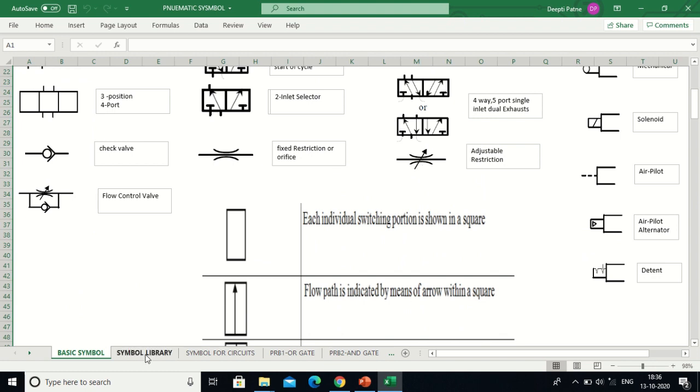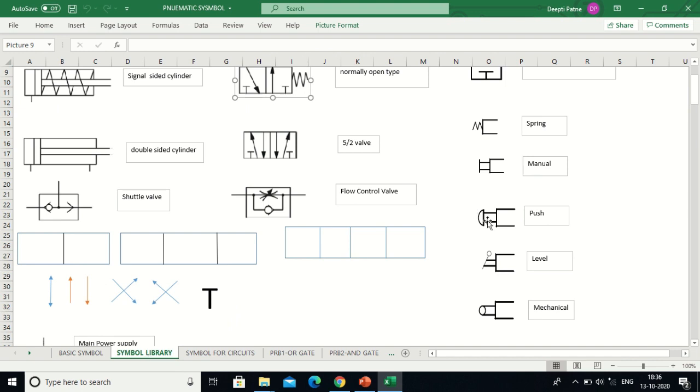Then there is a symbol library. In the symbol library you will see a single sided cylinder, a double sided cylinder, a normally open type, then a 5x2 valve, then a flow control valve, and there are a few empty boxes. I had purposely kept these empty boxes so that you can design your own symbol.